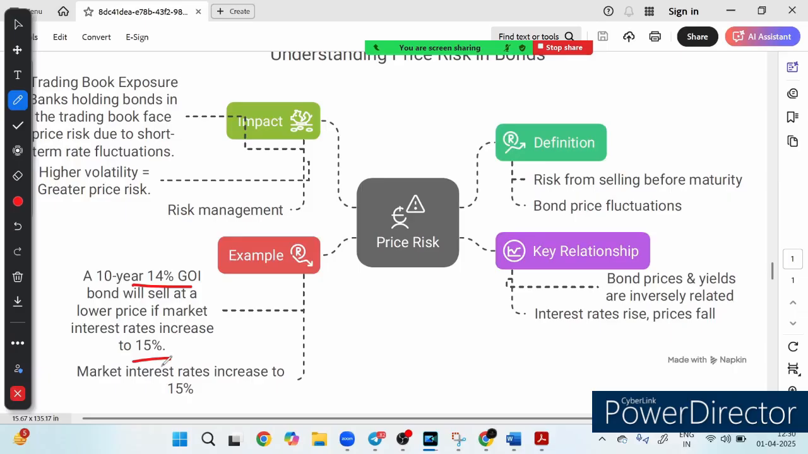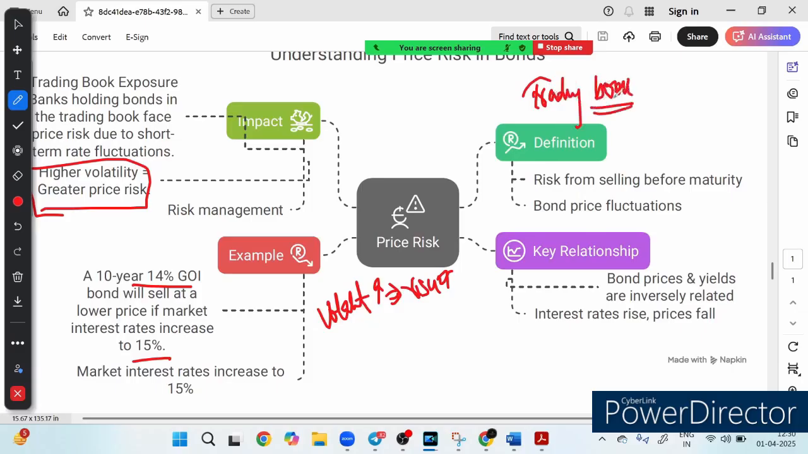So what is the impact of price risk on a bank? If you look at the impact, higher volatility means greater risk, greater price risk. Short-term rate fluctuation can cause sudden losses. Then the second point is trading book exposure. What is the meaning of this? Basically, banks holding bonds for trading face daily market risk, right? Some banks are holding bonds for trading, so they face this market risk daily.